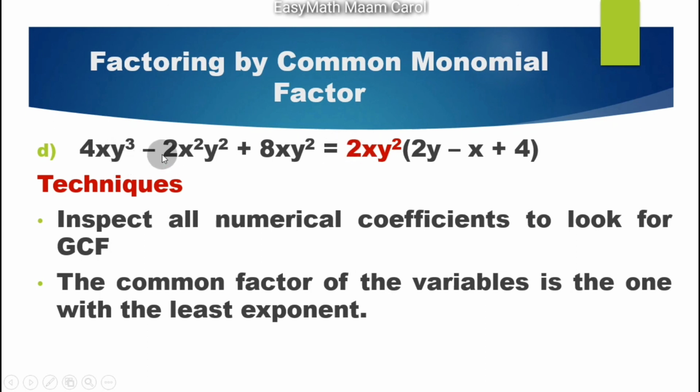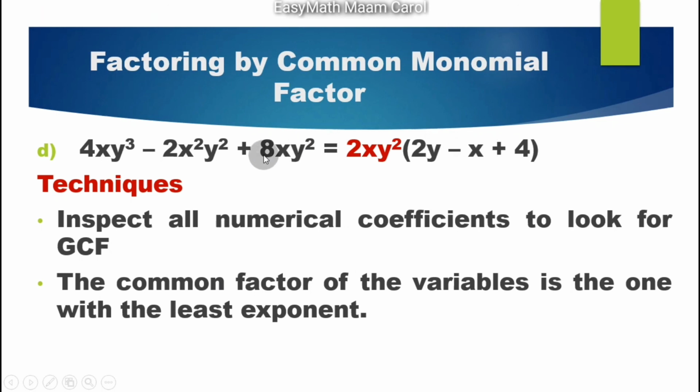And then we are going to divide each term by our common monomial factor. So 4 divided by 2 is 2. And then the x cancels out. And then y cubed divided by y squared is y. So this is the only thing that is left on the first term. So next is minus. And then let's do the second term. So 2 divided by 2 cancels out. x squared divided by x, we have x. And then y squared divided by y squared cancels out. So we are only left with x in the middle term.